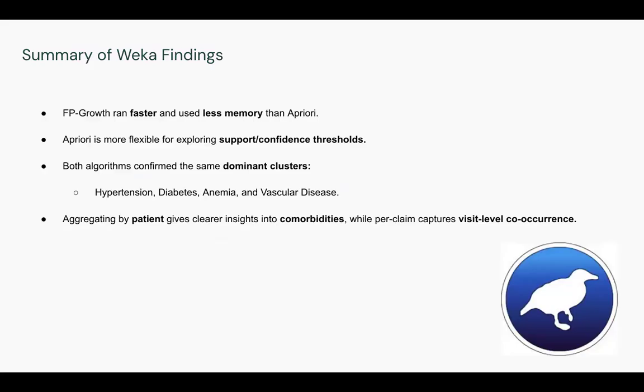Overall, my summary of Weka findings showed that FP-Growth was faster and more memory efficient than Apriori. Apriori might have offered more flexibility for exploring thresholds, but it took longer to run overall. FP-Growth ran faster and used less memory than Apriori. Overall, the analysis shows how data mining can uncover meaningful relationships in healthcare data sets.